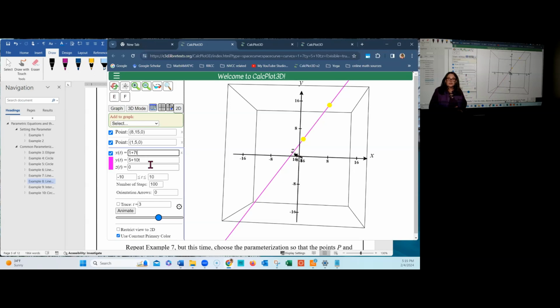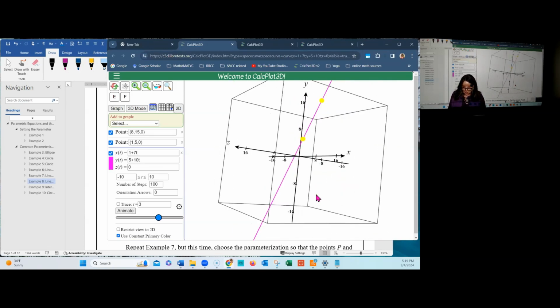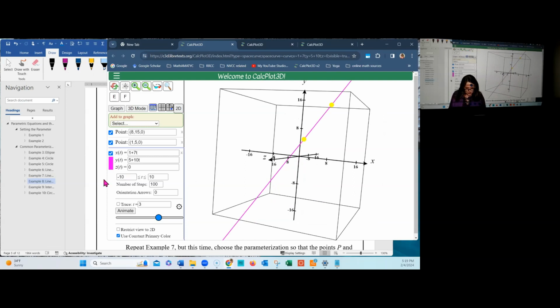And again, you can see the 2 points, and it's definitely going through the 2 points. You can turn it sideways if you want. You can see that from all directions, you can see the points.